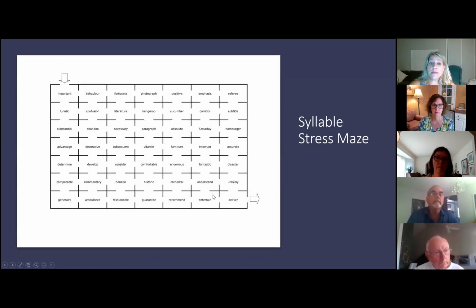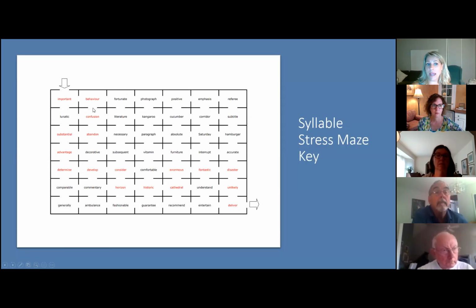Another activity, which I think is beautiful, I would use this in my classroom in a second. You want to make sure that you expose your students to these words before you play this game. In other words, go through and say these words with them. They start with this word, important. So you've got that stress on that second syllable, and they have to follow the pattern in order to get out of the maze. And the next one gives you the answers. Behavior, confusion, abandon, substantial. So in order to get out of the maze, they're following that pattern. And you can do this with any pattern. It's a beautiful activity. I love that.